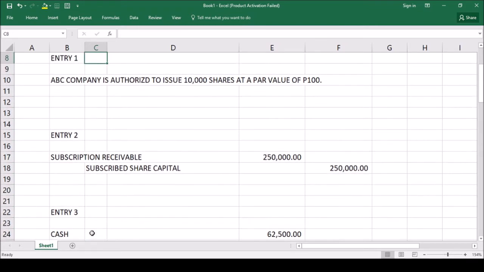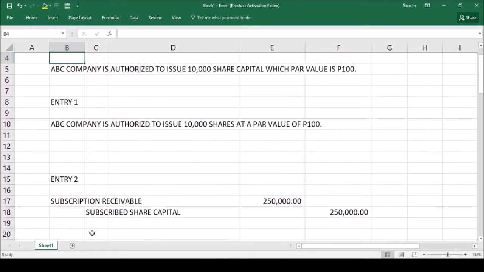If we use the memorandum entry, our first entry on the date the company is authorized to issue shares is to prepare a memo entry pertaining to the authorization of the company to issue shares. The second entry on this day is to subscribe at least 25% of the authorized shares, as required by the Corporation Code of the Philippines.